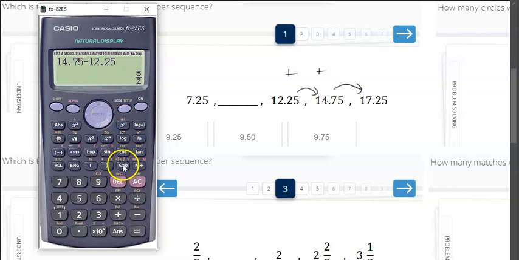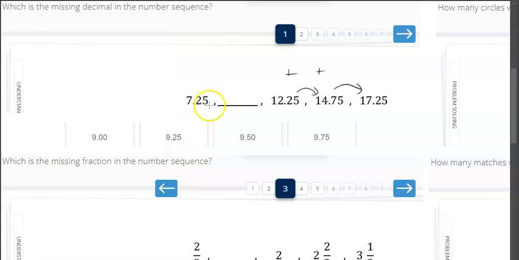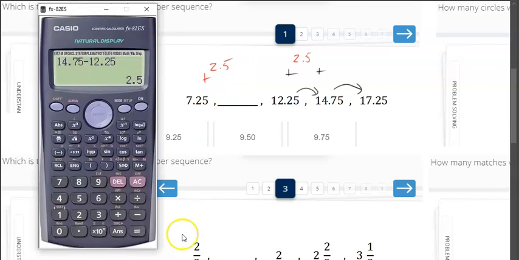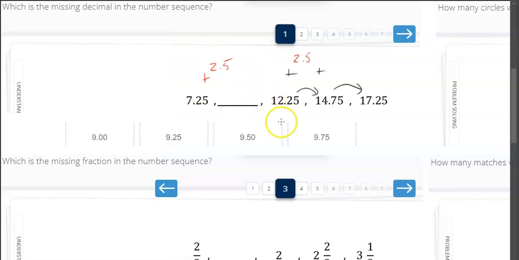Remember, we press the SD button because we're dealing with decimals. That gives 2.5. So we know in this case that this is going up by 2.5, but just to make sure, 14.75 plus 2.5 is 17.25. So all we have to do is add 2.5 to this 7.25 to see what we get. 7.25 plus 2.5 will give us, using the SD button, 9.75, which is this answer here.